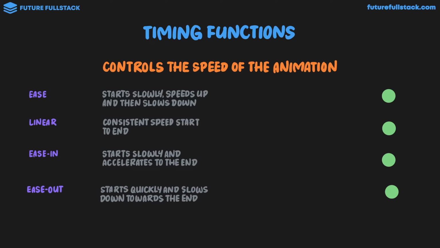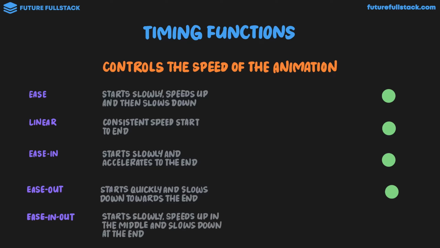The final timing function we're going to look at is ease in out. This starts slowly, speeds up in the middle, and slows down at the end. In our green ball visualization, you'll see it starts slowly, speeds up towards the middle, and then slows down. Now, if you don't specify a timing function on your transition, it just defaults to ease.